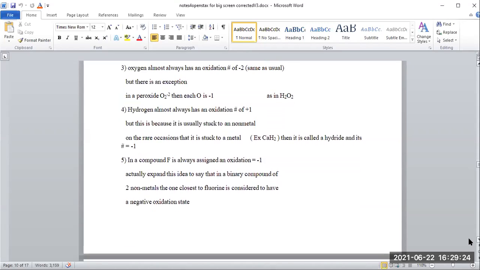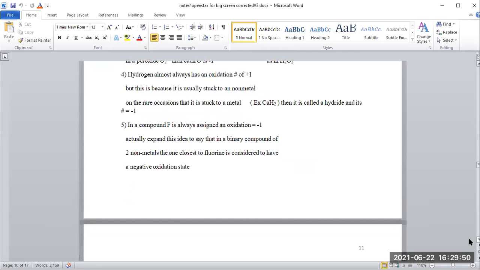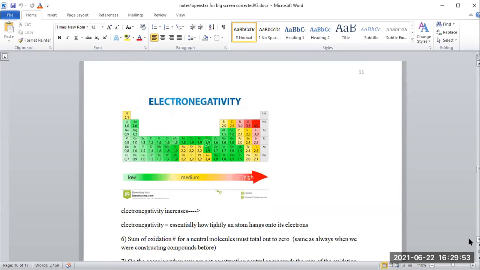Now, fluorine, when it's with friends, is given the oxidation number of -1. If we take any binary compound, so 2 different elements, whichever one is closest to fluorine is assumed to be the -1. So let's look at my picture here. Electronegativity is something that we will circle back to again in a later chapter. So it gets introduced a bit here.